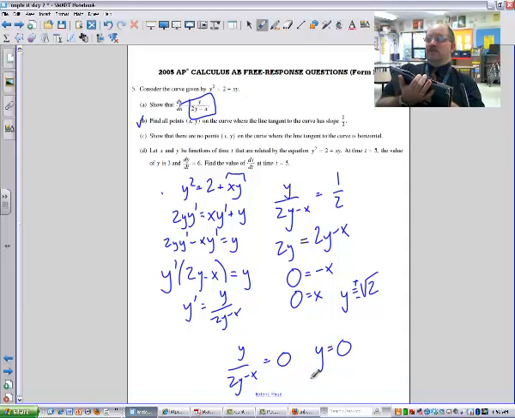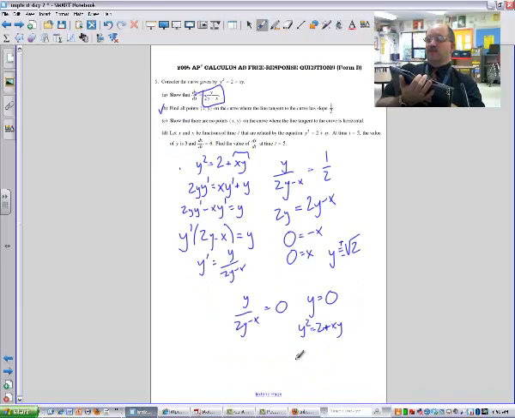So let's go back in there. y squared equals 2 plus xy. So if I make y equal to 0, 0 squared, is that equal to 2 plus x times 0? Is that ever possible? Can 0 ever equal 2? Okay, so not possible.